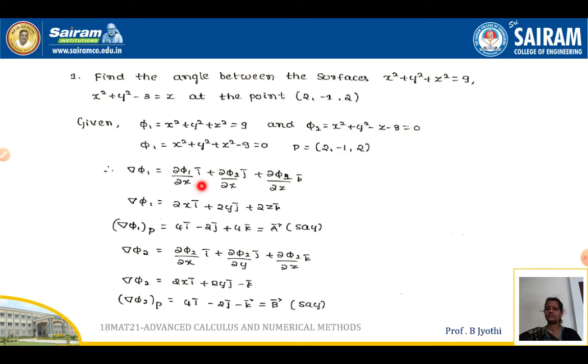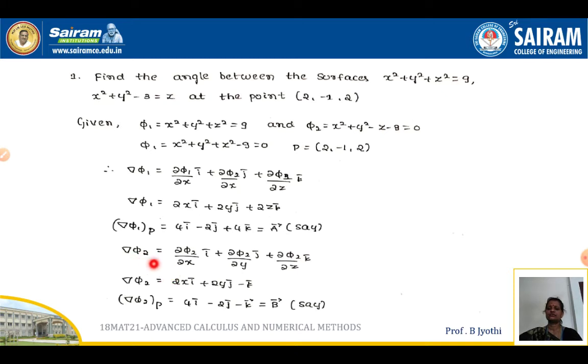Del phi 1, that is grad phi 1, is given by dou phi 1 by dou x i plus dou phi 1 by dou y j plus dou phi 1 by dou z k. So del phi 1 is given by 2x i plus 2y j plus 2z k, on differentiation with respect to x, y and z respectively. If we substitute the point (2, -1, 2), we get 4i minus 2j plus 4k. Let us call this vector A.